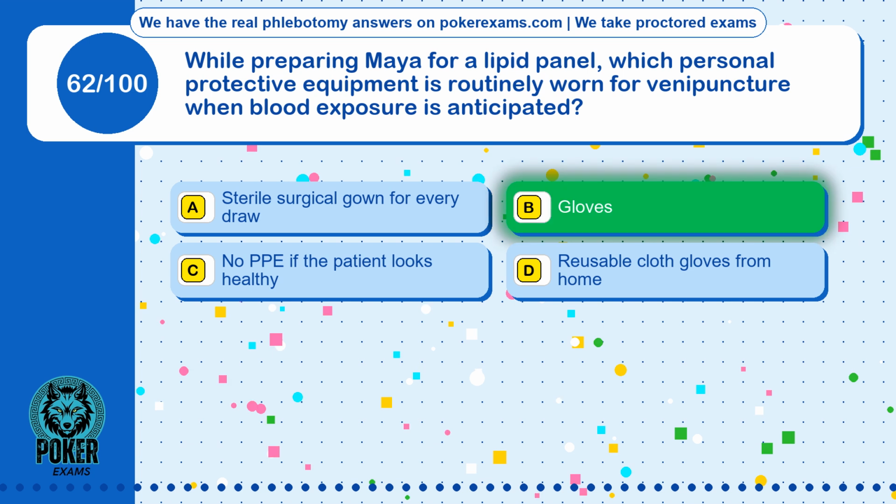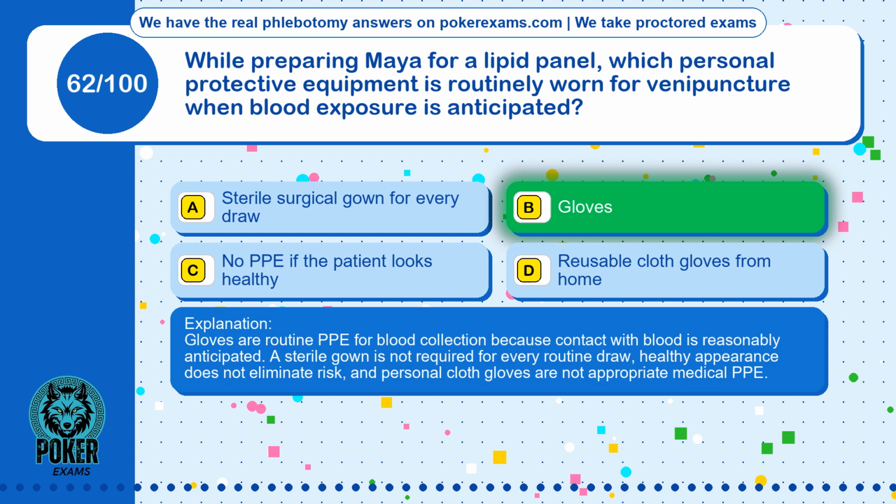The correct answer is option B. Gloves. Gloves are routine PPE for blood collection because contact with blood is reasonably anticipated. A sterile gown is not required for every routine draw, healthy appearance does not eliminate risk, and personal cloth gloves are not appropriate medical PPE.